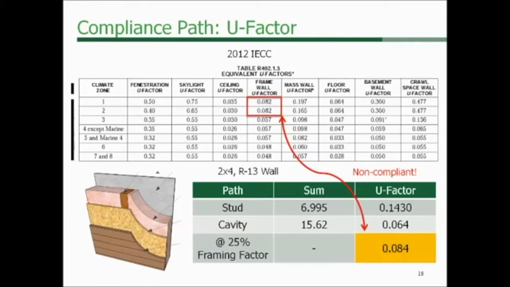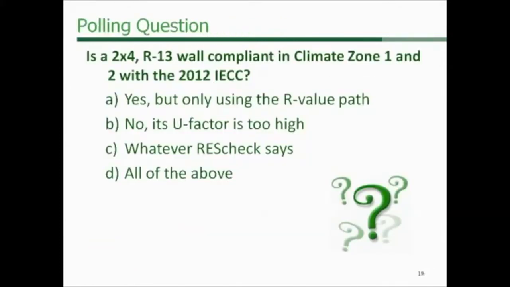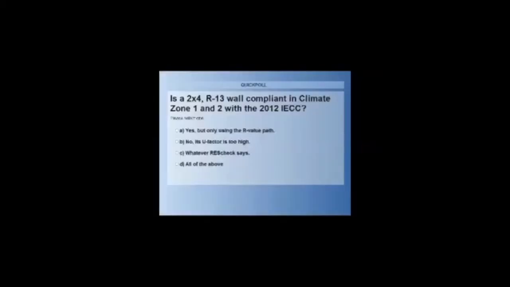So we were allowed in the R value tables, but if you did the calculations for the U factor tables, it doesn't work. Which brings us to the next poll question, which is more of, I'm interested in what you're saying. So, is a 2x4 wall, R13 wall, compliant in climate zones 1 and 2 with the 2012 IECC? Okay, so your choices are A, yes, but only using the R value path, or B, no, its U factor is too high, C, whatever REScheck says, or D, all of the above. Go ahead and vote.